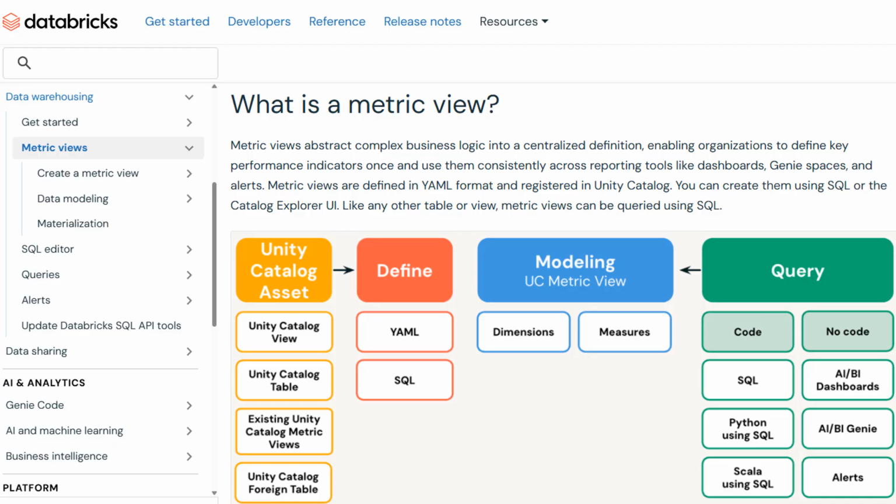Now let's have a look at Databricks. Same philosophical bet, right? Different execution, but similar approach. Databricks metric views live inside Unity Catalog, their governance and metadata layer. The core value proposition is identical to Snowflake. Define your metrics once at the data layer, make them reusable everywhere.